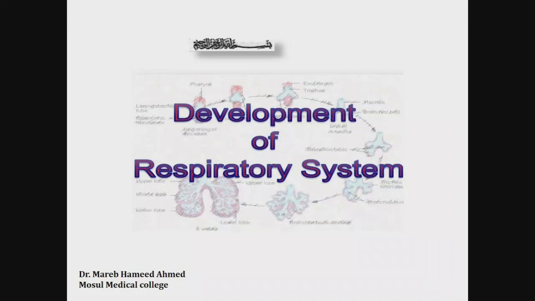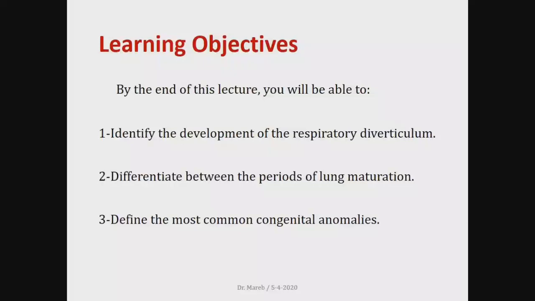Our lecture today will be about development of the respiratory system. Learning objectives. By the end of this lecture, you will be able to identify the development of the respiratory diverticulum. Second, differentiate between the four periods of lung maturation. Third, define the most common congenital anomalies of the respiratory system.